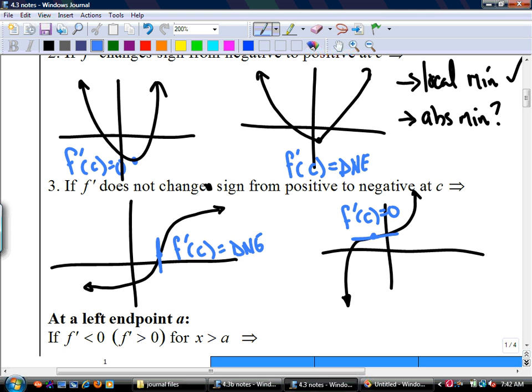Do you want little graphs and negative ones, or you get it? Does that guarantee anything? Does it guarantee a local max or a min? Absolute max or a min? No.